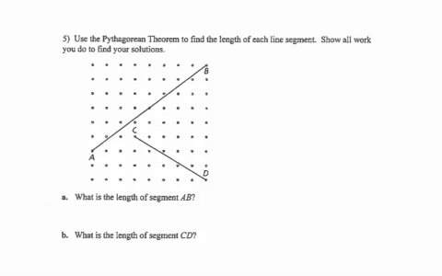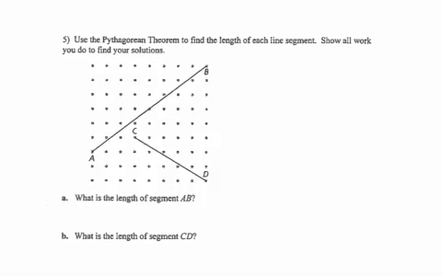For 5, you are going to do the same exact thing. So why don't you give 5, A and B a shot, and then when you are ready to check your answers, press play. So please pause the video now.